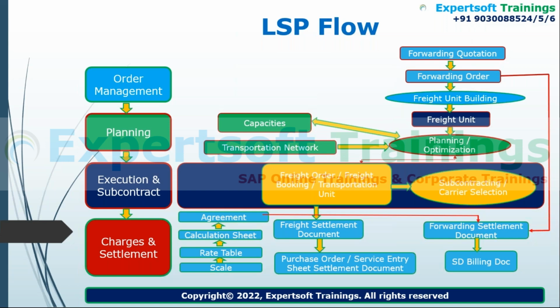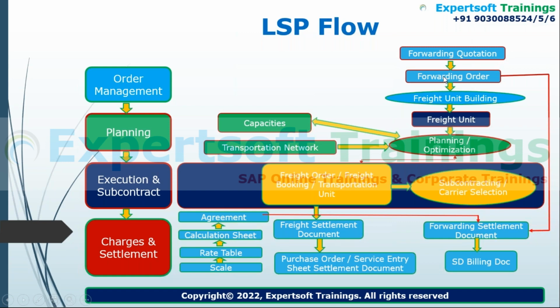Once the customer service of DHL gets this from you, he or she will create a forwarding order. That means you don't need any sales order or purchase order in reference. So the triggering point of LSP is the forwarding order. You don't need any sales order or purchase order like in the shipper flow. Once the forwarding order is created in the system, it is the same process: you create a freight unit, you plan the freight unit, and you create a freight order.